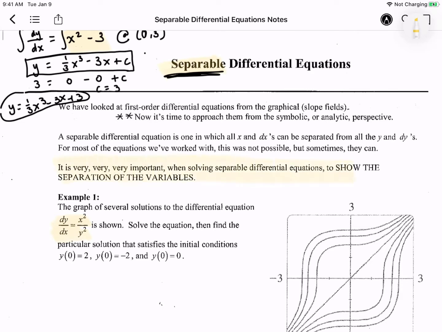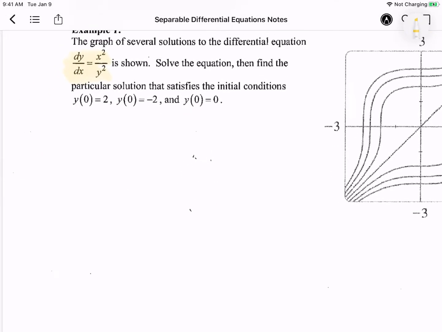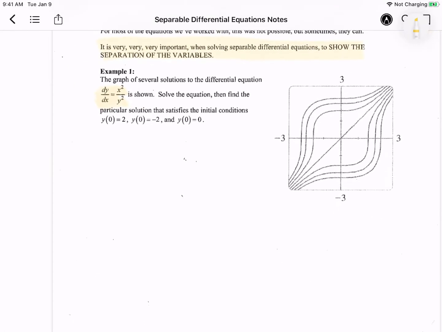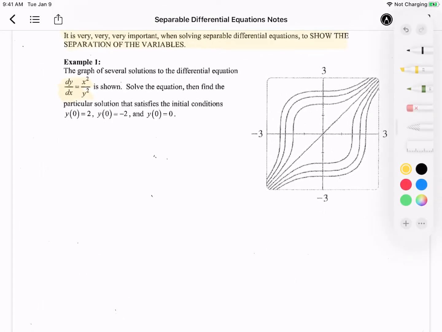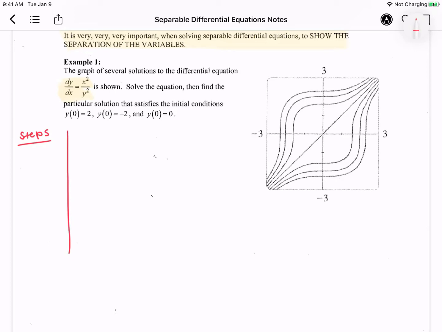And so that's why they emphasize this. It's really important when solving separable differential equations to show the separation of the variables. So when we have an equation that has both x and y, we have to separate them out. So let's just jump into this example. So I will write the steps as we go, kind of on the side.